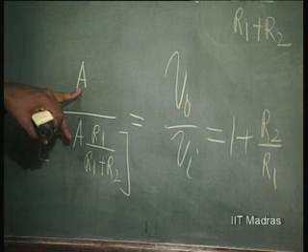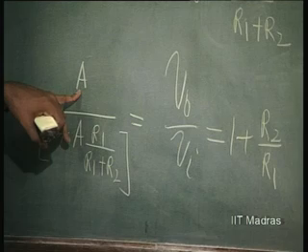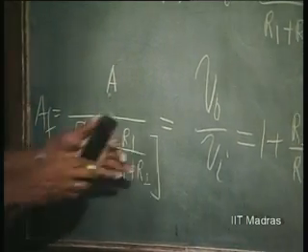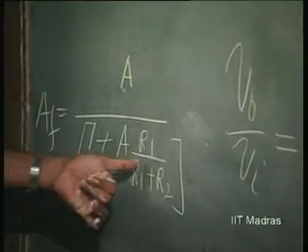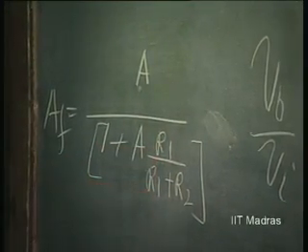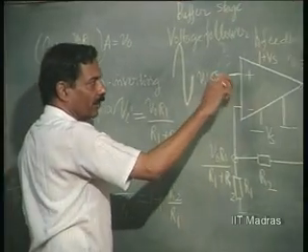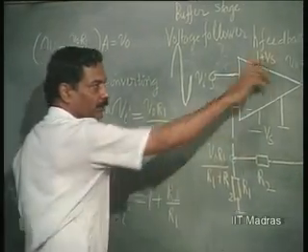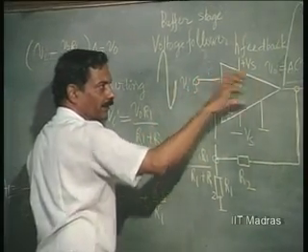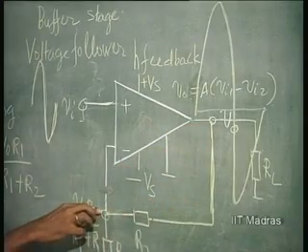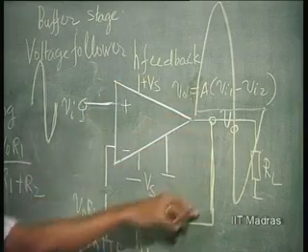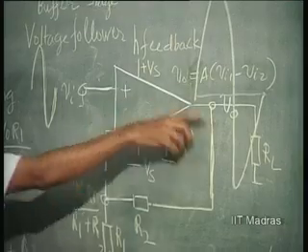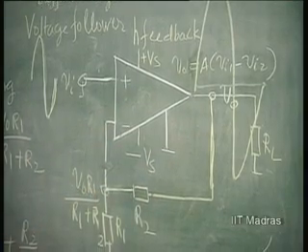A was the amplifier gain before feedback, called the open loop gain. The gain with feedback is going to be A by 1 plus A into R1 by R1 plus R2. You can notice, if I ground this, from here to here the amplifier gain is A, and if I break this loop, the feedback loop, from here to here the attenuation is R1 by R1 plus R2. So, this is the loop gain, what we talked about earlier also. A into R1 by R1 plus R2 is the loop gain.